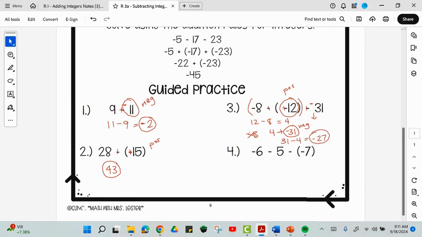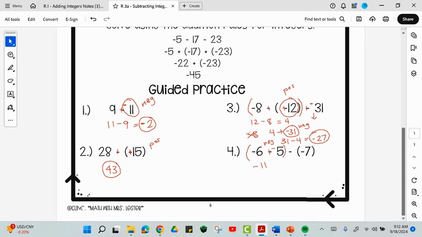And then number 4, we're going to start off with negative 6 minus 5. So keep negative 6, change the minus to addition, and change the 5 to negative 5. And then these are the same sign. They're both negative, so that means my answer for this part will be negative. So I'm going to add them together. 6 plus 5 is 11, and it's going to be negative.